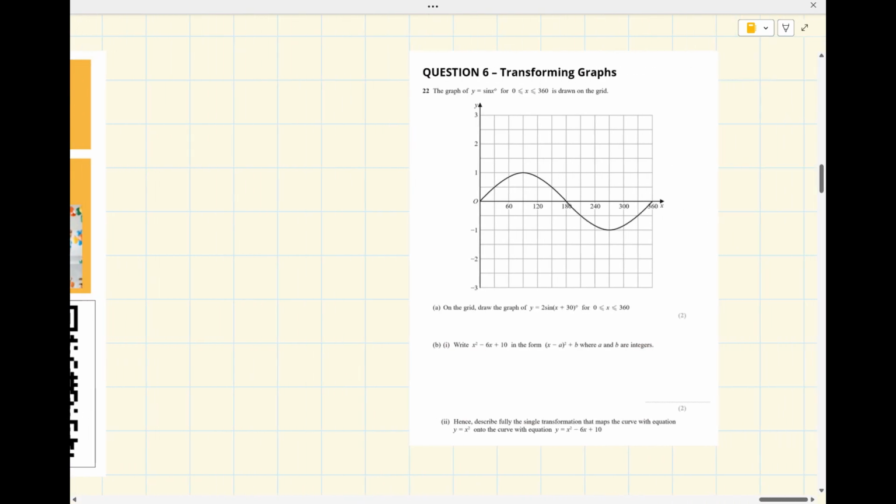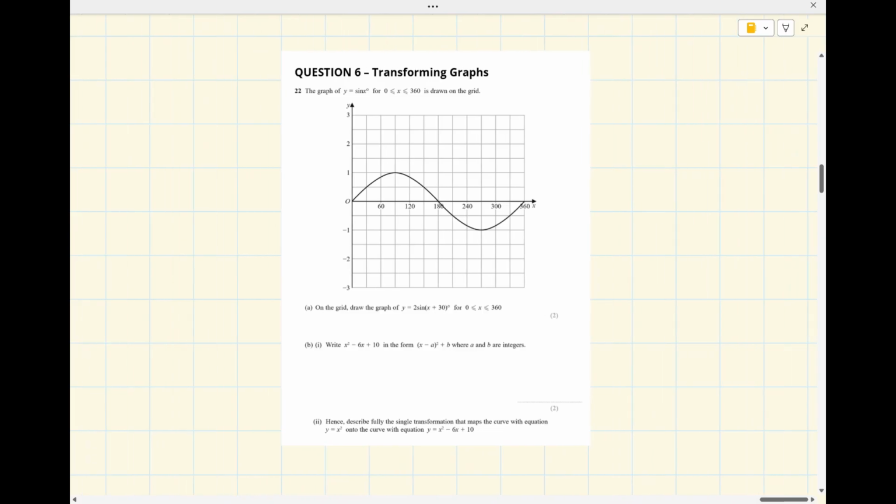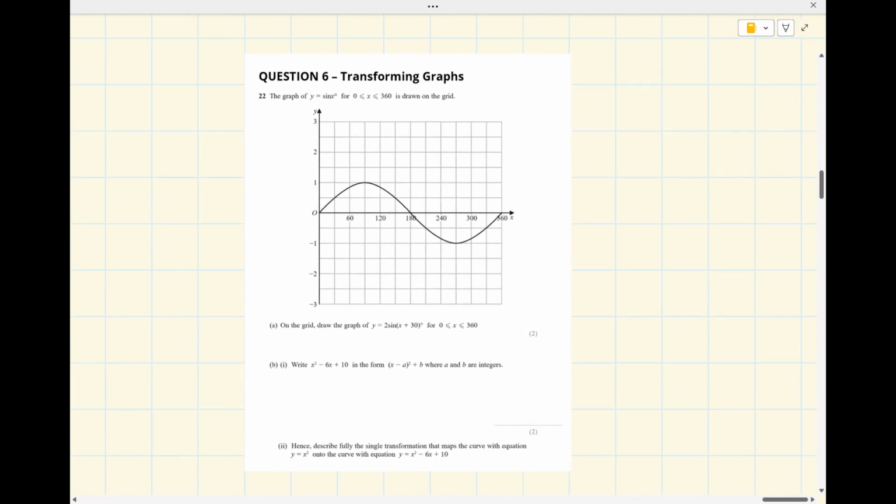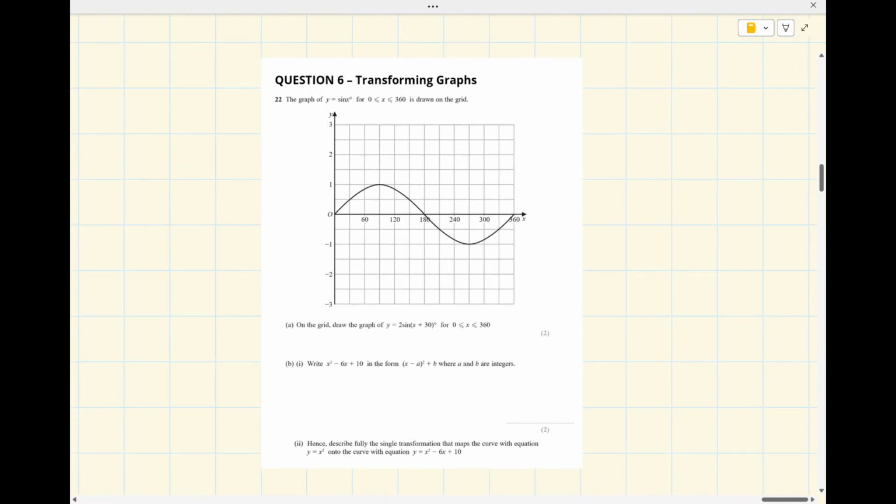Okay, enough of that. Let's have a look at question 6, transforming graphs. Transforming graphs is always tricky. It's easy to lose marks, especially when multiple transformations are involved. You need to be looking at part A and working it through step by step. And part B, well, that depends on some complex algebra and on your understanding of graph transformations.